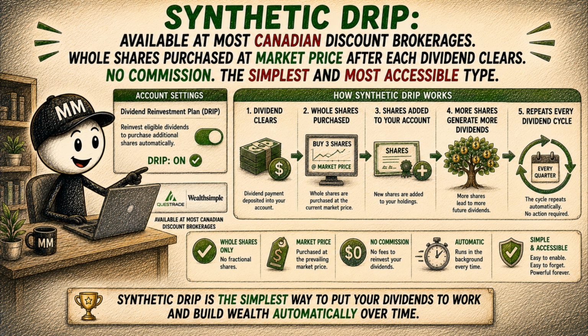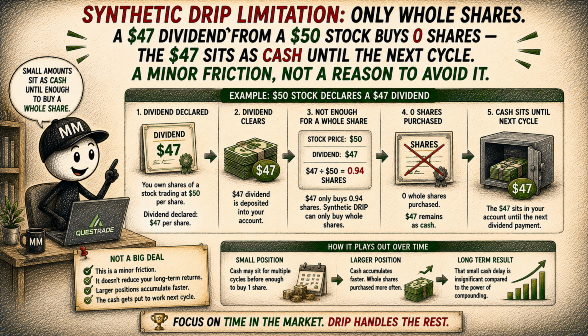The key limitation of synthetic DRIP: it can only purchase whole shares. If your quarterly dividend from a $50 stock is $47, enough to buy 0.94 shares, synthetic DRIP purchases 0 additional shares, no partial shares, and leaves the $47 in cash until the next cycle. This partial share limitation means the smallest dividend payments may not be fully reinvested in each cycle, reducing, but not eliminating, the compounding benefit.